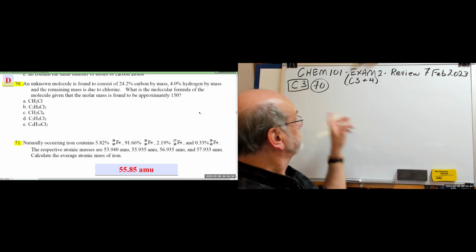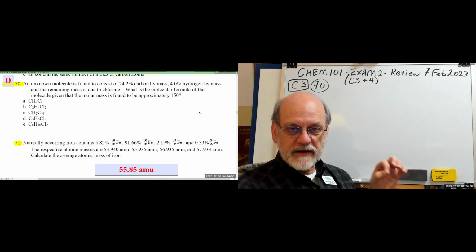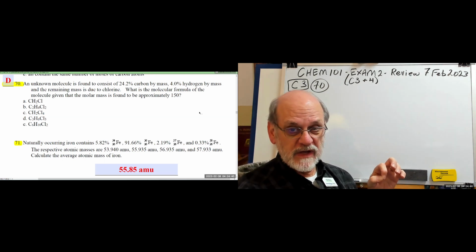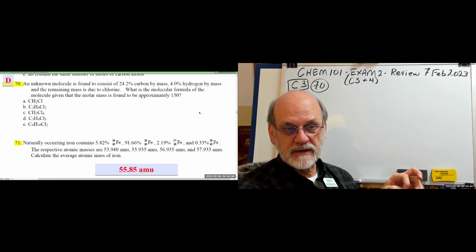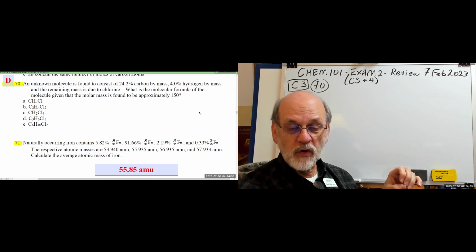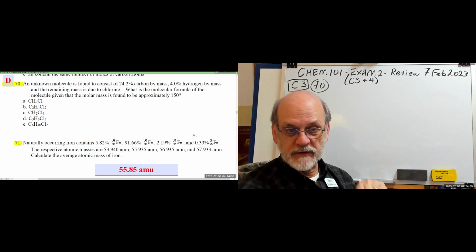So number 70 in chapter 3 says an unknown molecule is found to consist of 24.2% carbon by mass and 4% hydrogen by mass. And the remaining mass is due to chlorine. What's the molecular formula of the molecule given that the molar mass is found to be approximately 150? So it doesn't say exactly 150, it says approximately 150. Let's see if we can work with that.